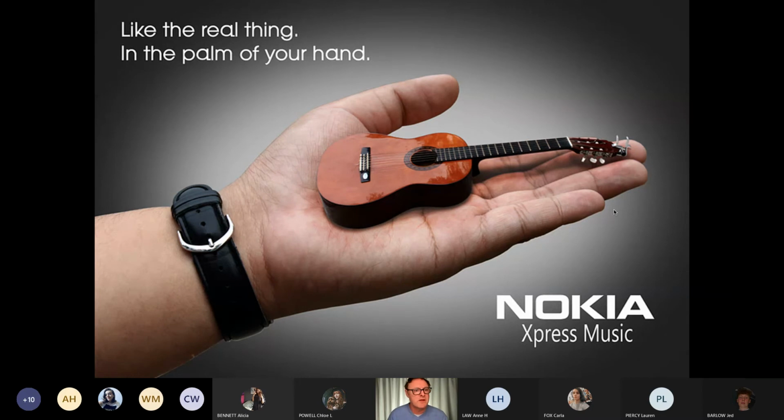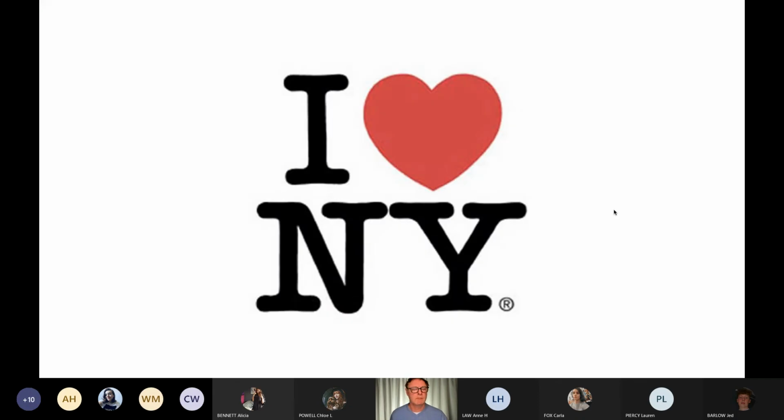In the same way here, this is a metaphor, like 'the real thing in the palm of your hands.' That's effectively an additive metaphor because we've added something to the story to help complete the message. Here, the famous design by Milton Glaser for New York, where the heart is the substitute for the word love. So, I love New York. So yes, that also is a metaphor.